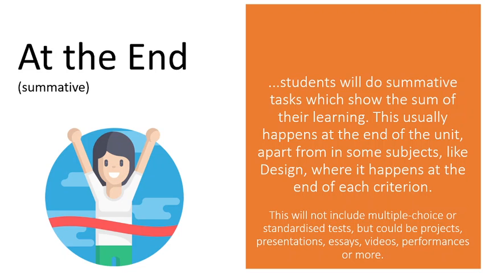This is a final demonstration of what it is that they're able to do in relation to the assessment criteria. So students will do a summative task which shows the sum of their learning. This usually happens at the end of the unit, aside from some subjects like design, where it happens at the end of each criterion.